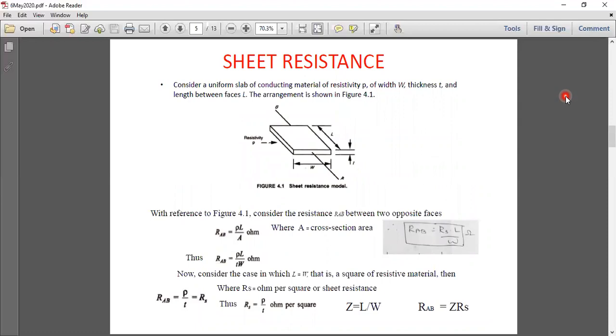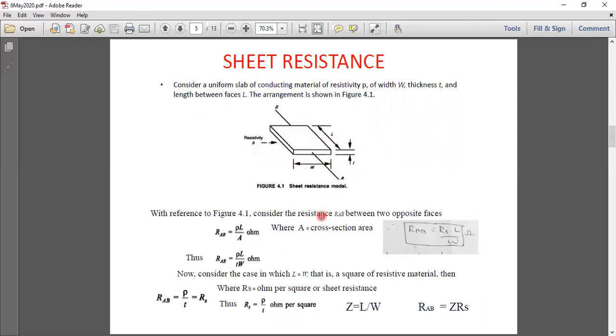So first let us start with the sheet resistance. The concept of the sheet resistance is important because we need to know the resistivity of a material that goes into the formation of a MOSFET. So consider a conducting material of resistivity rho, width W and thickness T, and L is the length between these two faces, that is these two ends A and B.